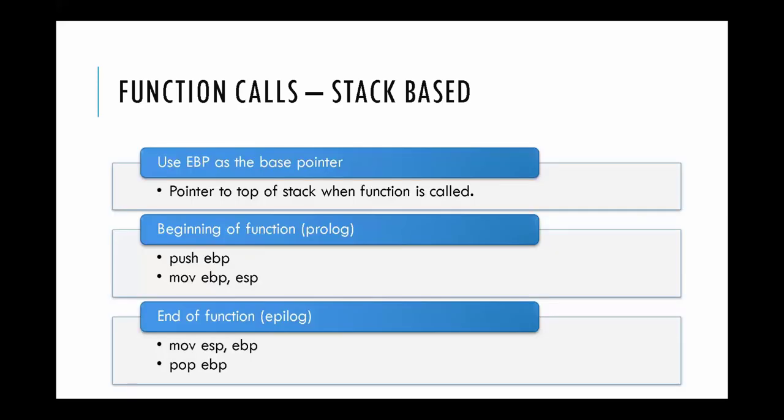So couple other things, we can use EBP as the base pointer, so it can be pointed to the top of the stack when a function is called. Some things to be aware of if you have not encountered them or it's been a while is our prologue and our epilogue. So when we have a function, the very beginning of it is going to be the prologue, and at the very end is going to be the epilogue.